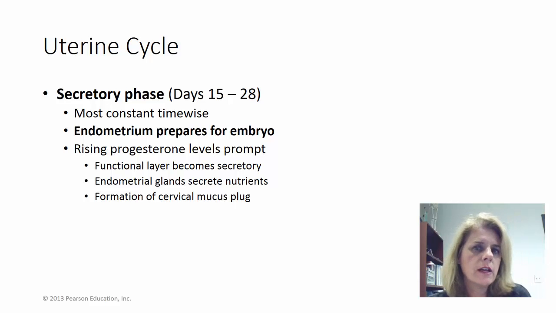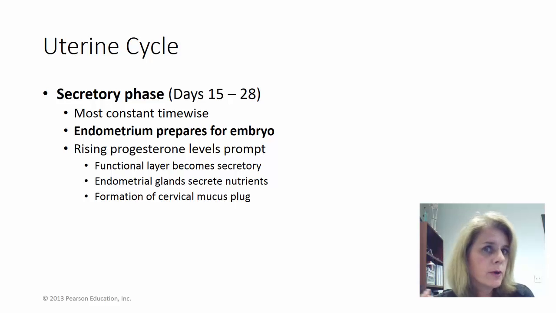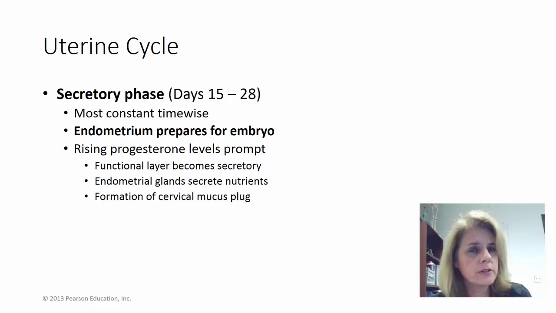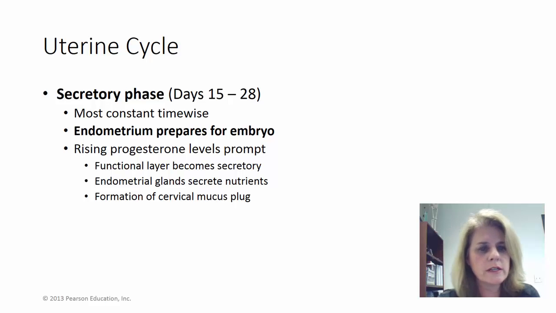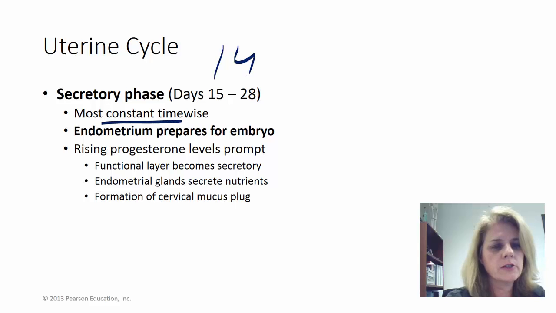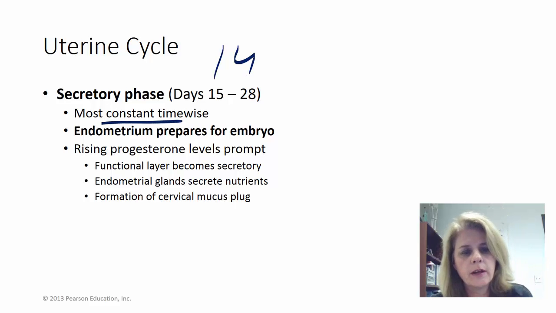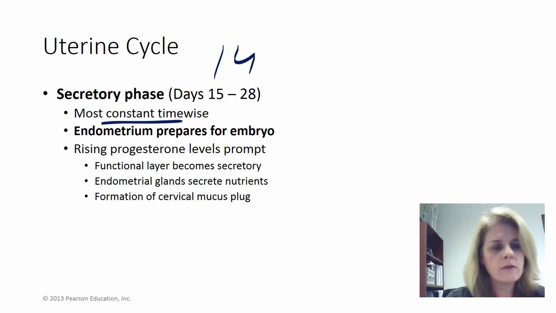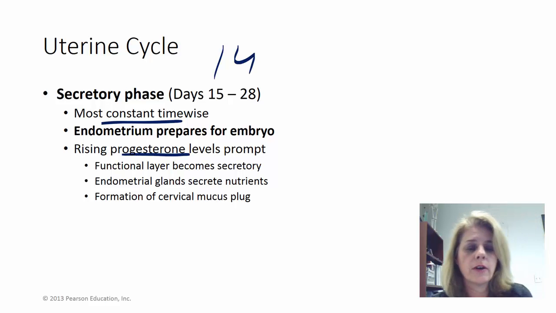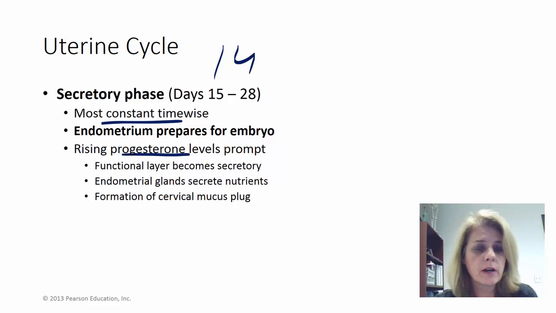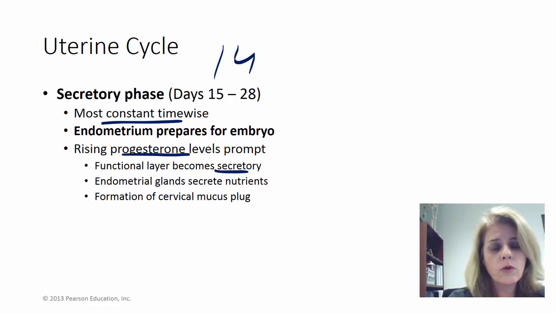And then following ovulation, you have the secretory phase. So you ovulated the egg, all right, and so maybe the sperm is going to meet the egg, and so maybe there's going to be fertilization, so you want the uterus to be nice and thick and with plenty of blood supply and plenty of nutrition. This phase is called the secretory phase, and it's pretty constant. It's about 14 days. Doesn't change very much. And this is the endometrium preparing for the embryo. You're also going to see rising progesterone levels, okay? You're going to see the functional layer become secretory. You're going to see more nutrients being formed.